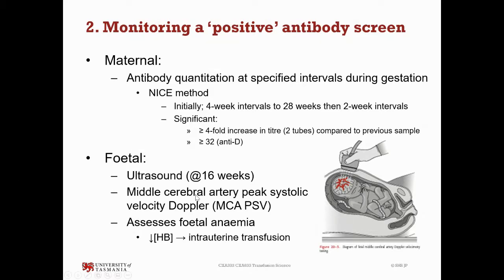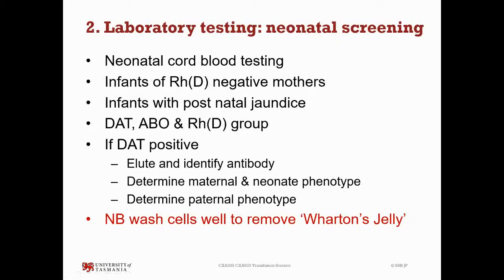And then if it's found that the baby is anemic, so this MCA PSV it's called, or fetal ultrasound, if the baby is found to be anemic, then we can do what's called cordocentesis, and we can take a little bit of blood from the umbilical cord and actually check what the hemoglobin is. So that's what we do during the pregnancy for the mother and for the fetus.